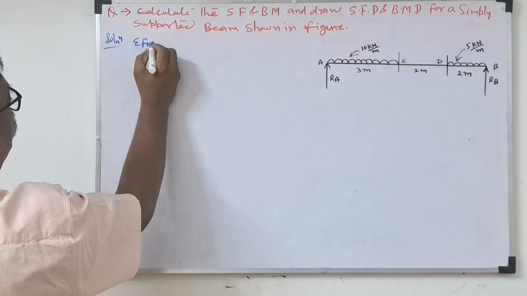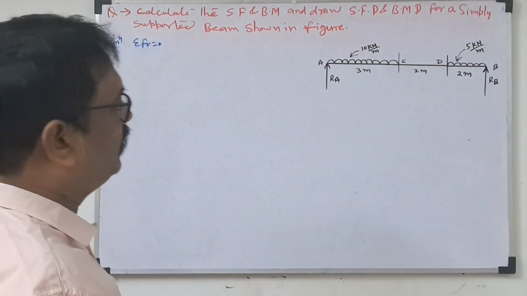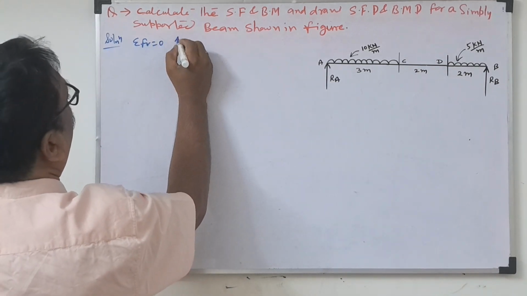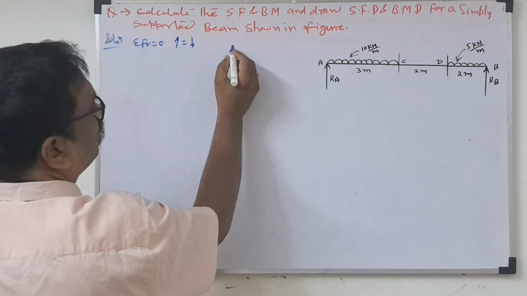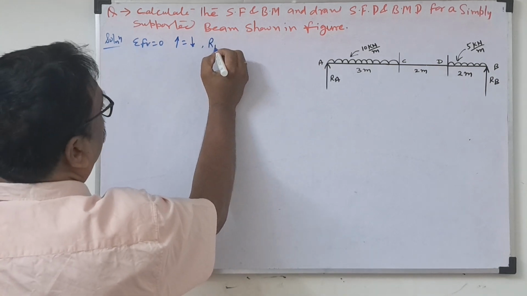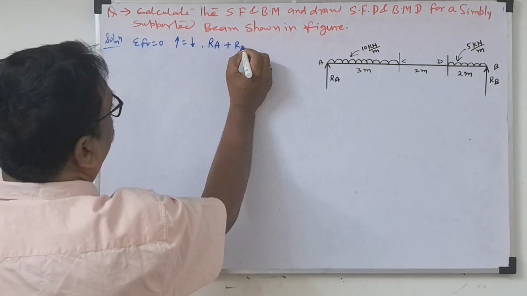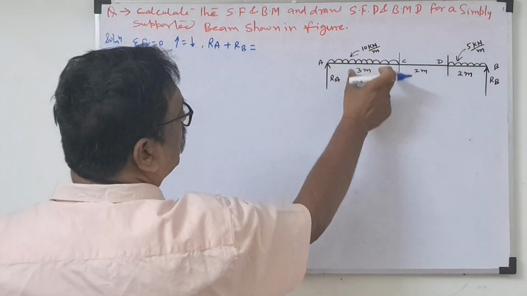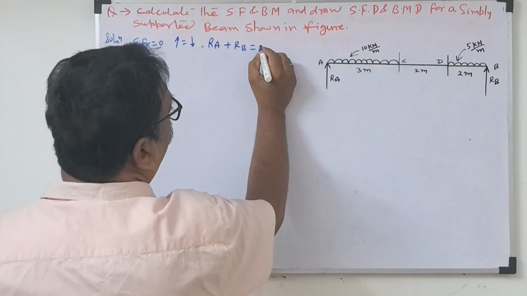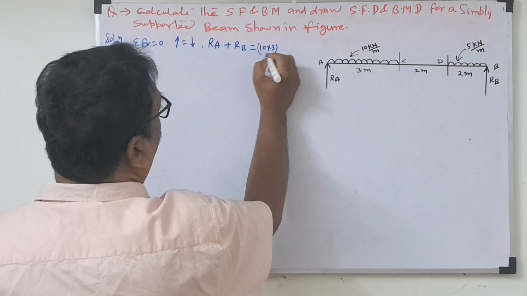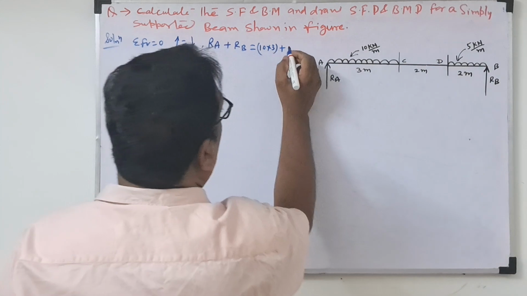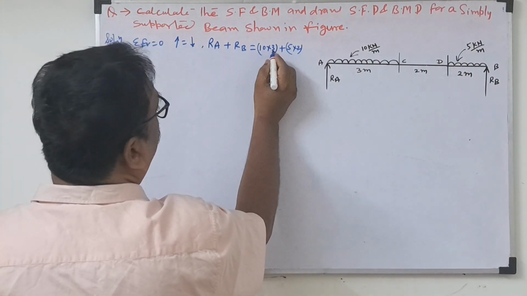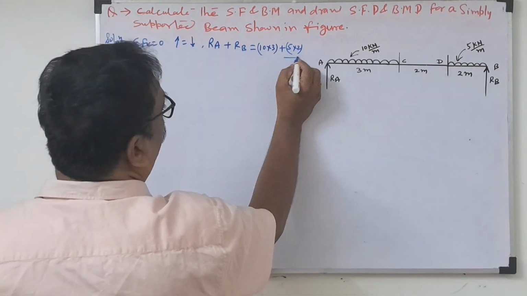Sigma Fy equal to 0. That means the summation of all the vertical forces equals 0. That means total upward force equals total downward force. What is the total upward force? RA plus RB is the upward force. Then what is the downward force? These two UDLs we have to convert into loads. So 10 into 3 first, plus 5 into 2. So give this equation number 1.